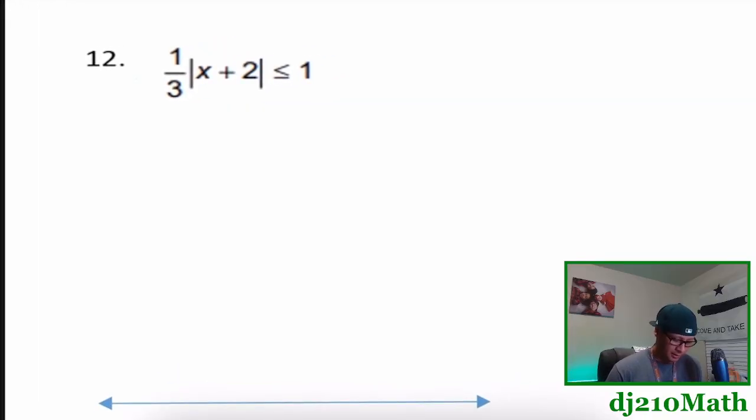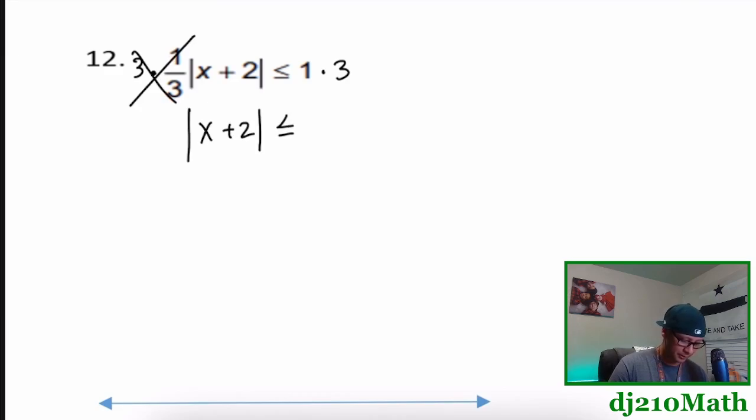Number 12. All right, here, instincts might tell you divide both sides by 1/3, which is true. You can. But dividing by 1/3 is the same as multiplying by 3. So whenever you have a fraction, if you just multiply by the reciprocal, 3/1, but we don't really write the over 1 part. I can do that to both sides, and that'll clear the fraction, right? This cancels on the left. So I get the absolute value of x plus 2 less than or equal to 3.